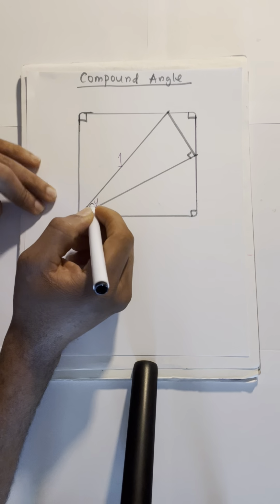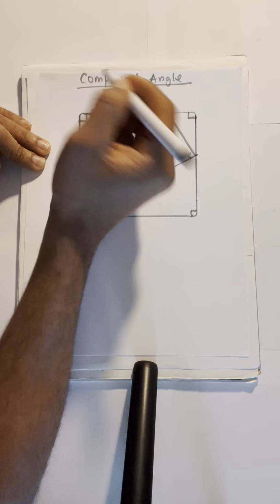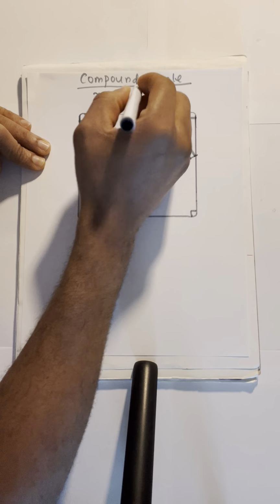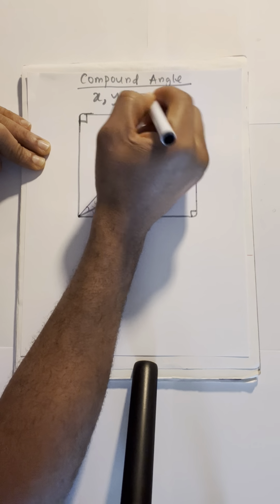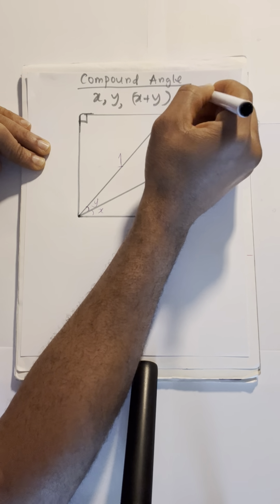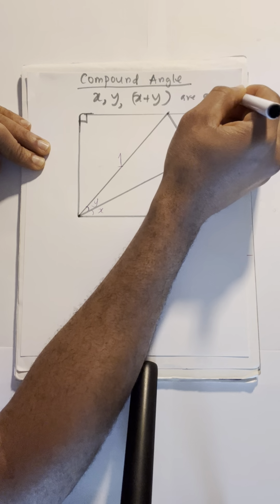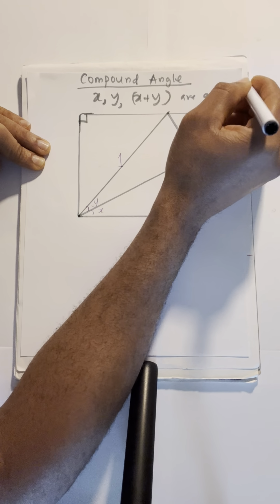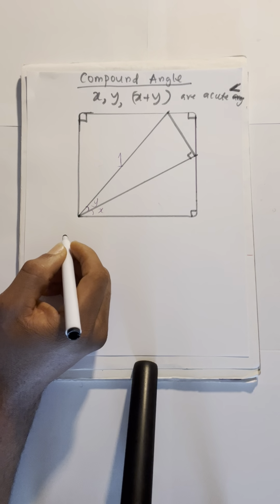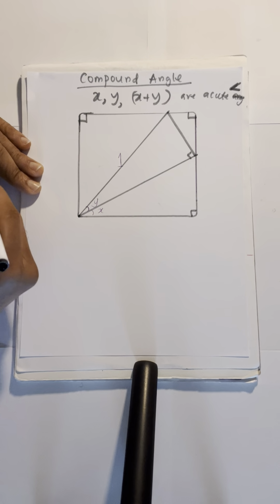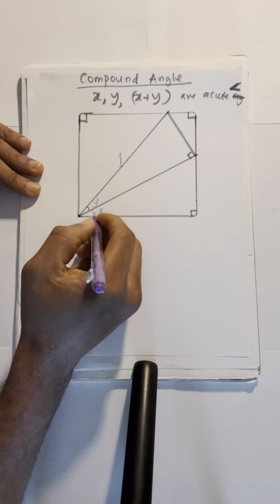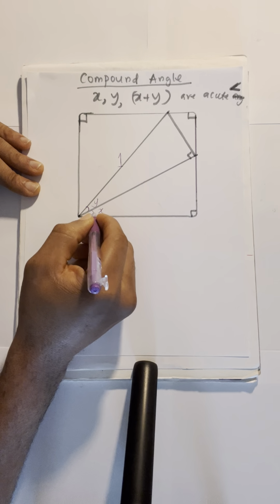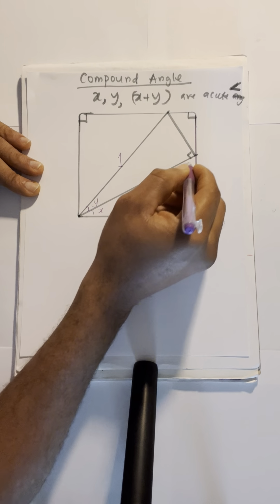So to start this proof, or this derivation, the condition is that angle x, angle y, and angle x plus y are all acute angles. Okay, so with that said, if this angle of the triangle is x, what will be this angle?